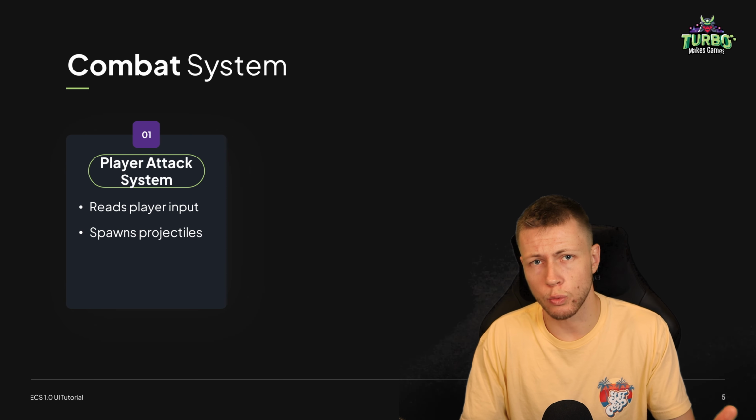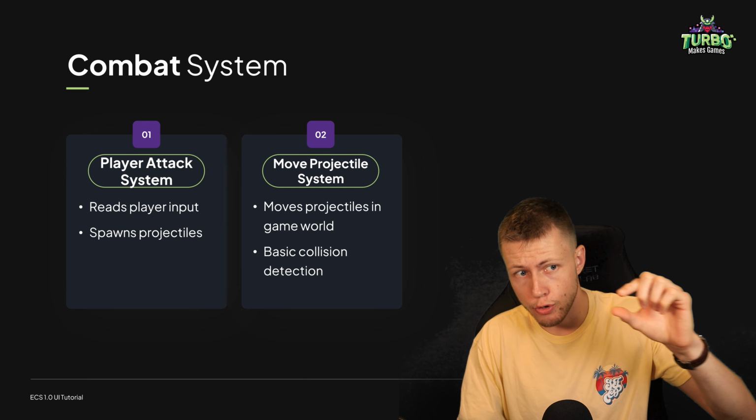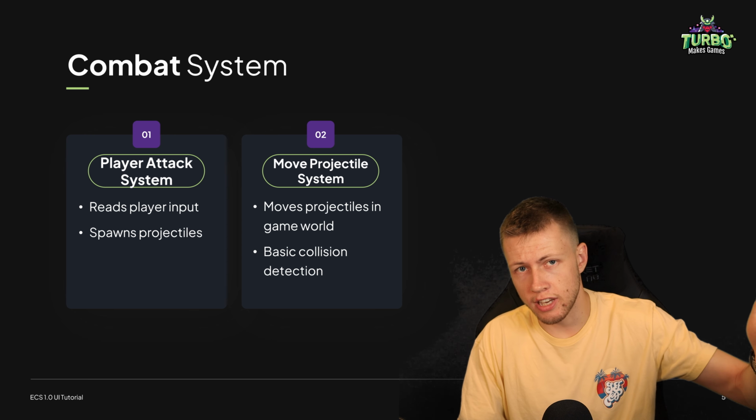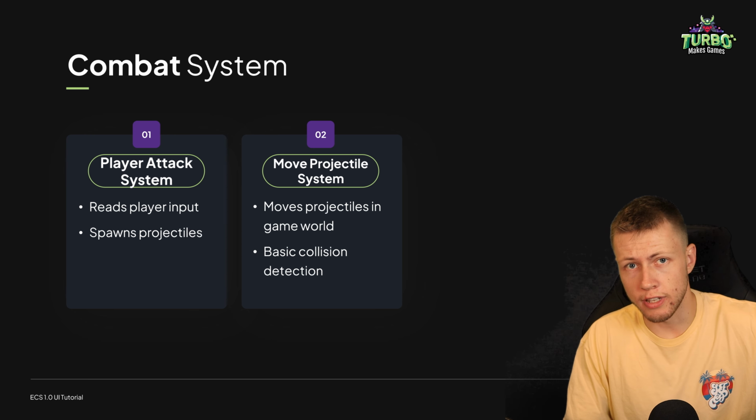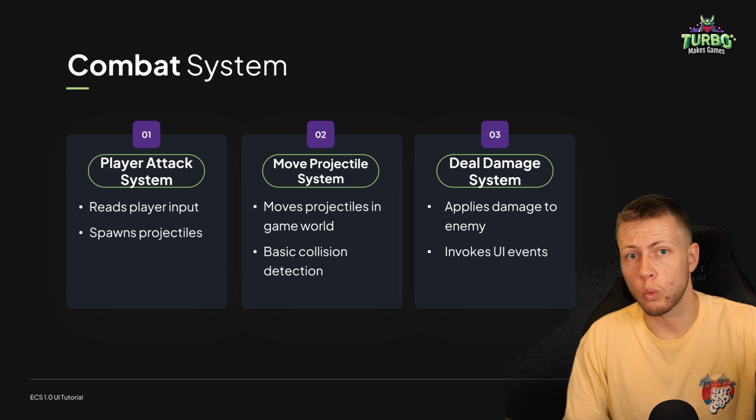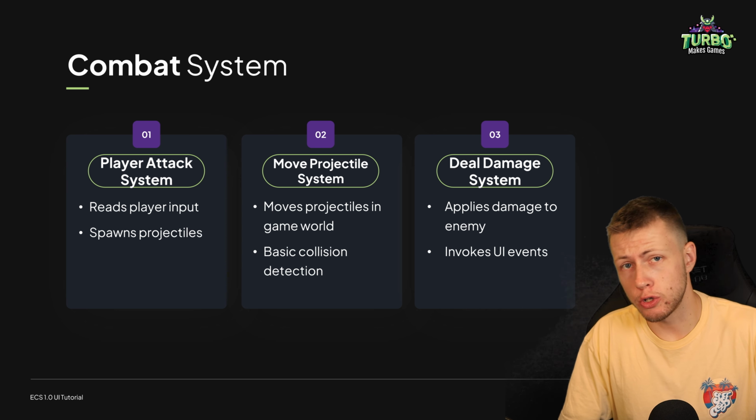So this combat system actually consists of 3 different steps. The first is the player attack system, and this is basically where we're reading the input from the player and determining when we want to spawn one of these projectiles into the world. Once the projectile has been spawned into the world, then the move projectile system takes over, and that's going to move the projectile from its origin point to its destination point, which in this case is one of the enemies. Once it hits one of the enemies, then the third system will take over, which is the deal damage system, which is where we're actually applying damage to the enemy. And that's going to be the system base system, which actually invokes our UI events.